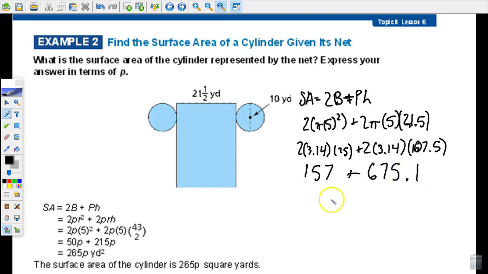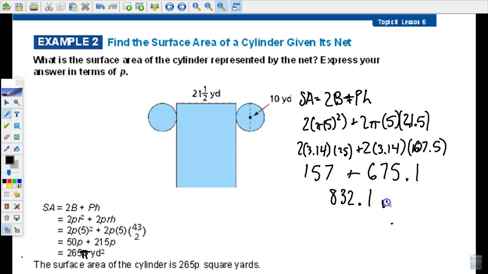675.1, and then you add them both together and you get 832.1. But you're saying these are not the same answers? That's because they did not multiply by pi. So if you multiply by pi, that's what you get. If you take 832.1 divided by 3.14, you will end up with 265. Okay?